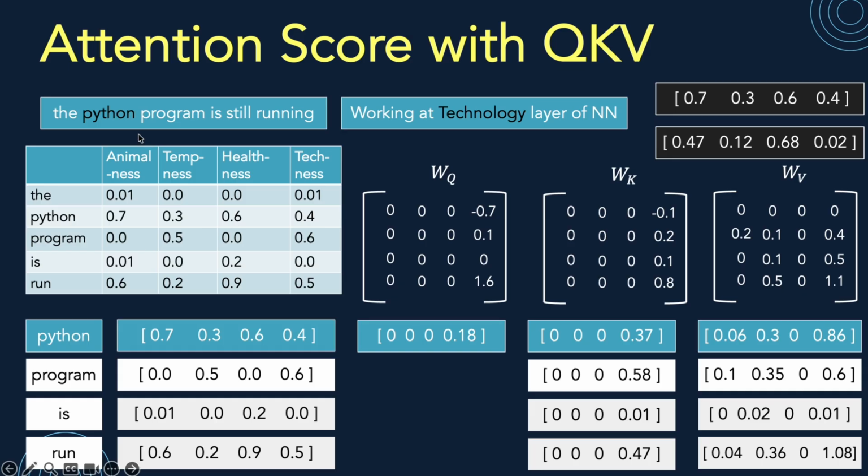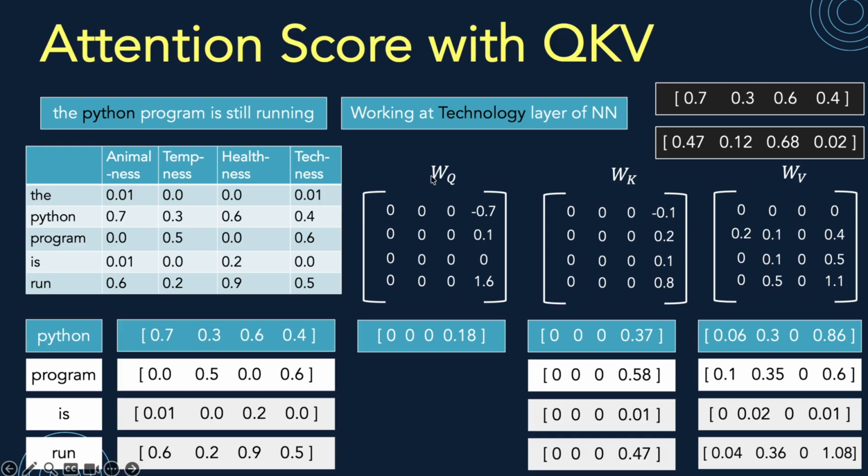Now this time around, we'll be finding out the context vector of the word Python in the technology layer, not in the animal layer. And these are the word vectors. These are the weight matrices. This is the weight matrix for query. This is the weight matrix for key. And this is the weight matrix for value.